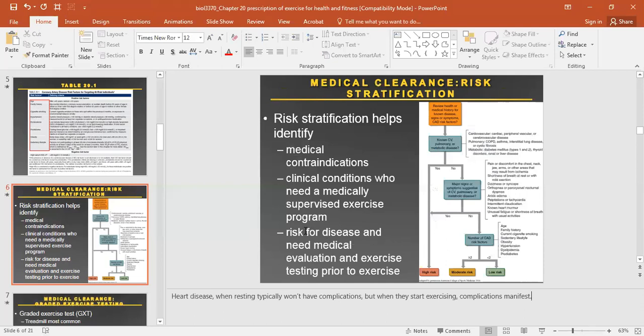But this risk stratification can tell us whether or not there is a risk for disease, or any medical evaluation needs to occur, or any exercise testing prior to exercise. So we can test blood samples for blood lipid profiles. We can test blood pressure pretty easily. We can test a whole bunch of things to see if there's any risks that our client or our patient has that would maybe ask us to do a little bit more testing to make sure that they're still safe and healthy during an exercise program.